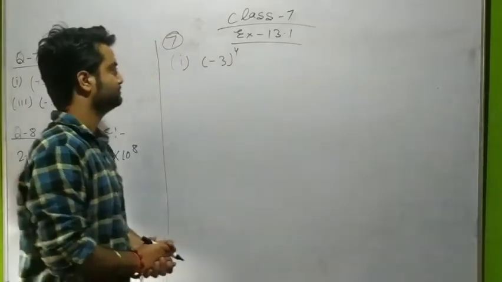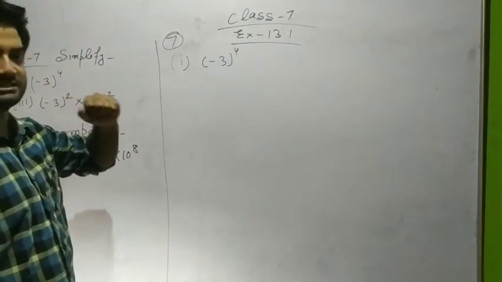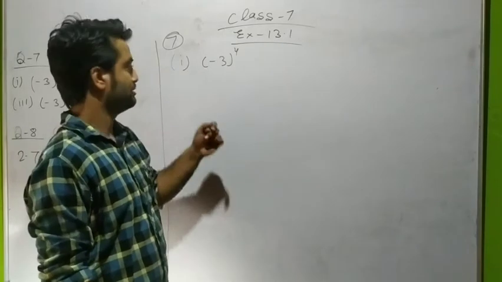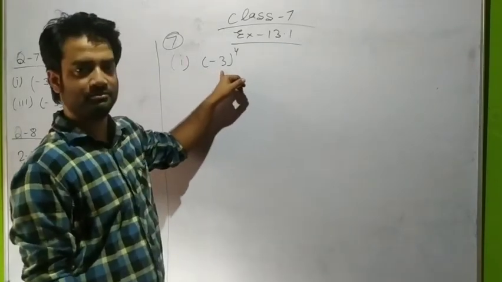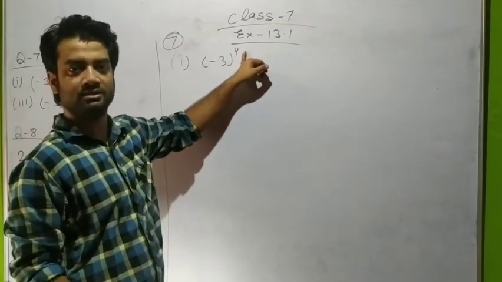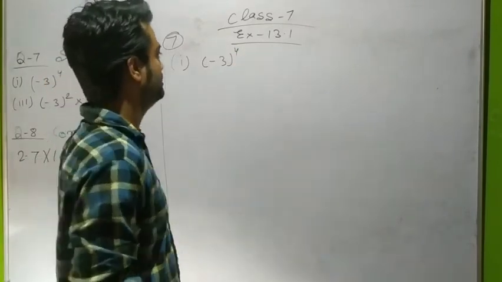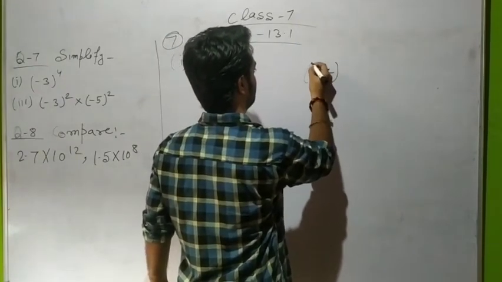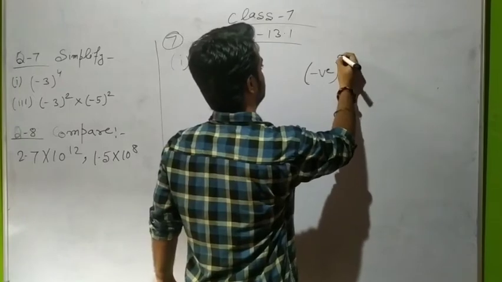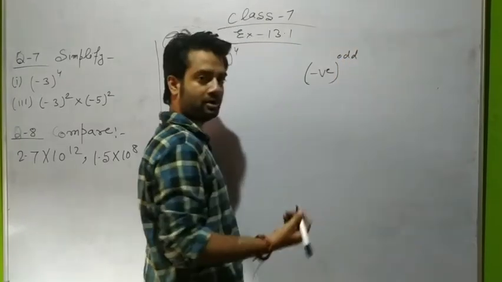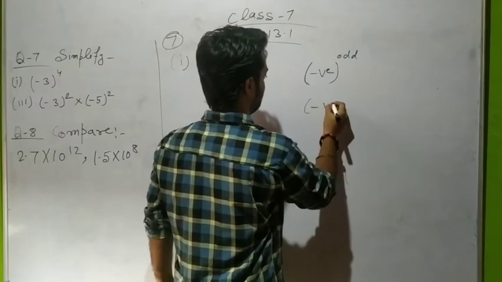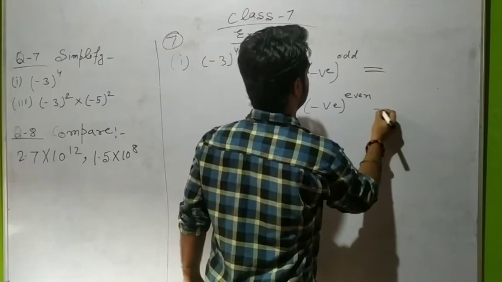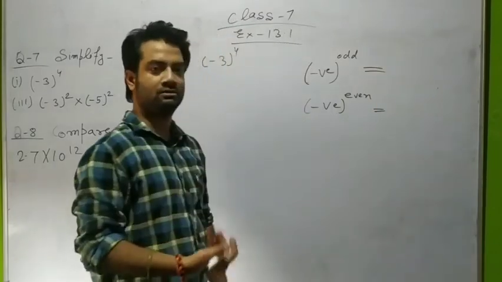So, let's begin. Question number 7, first question is asking us to find out the value of minus 3 raised to the power 4. Here minus 3 is a negative number and 4 is an even positive number. First understand one thing: if there is a negative number, then whether it has odd power or even power decides the sign of the result.